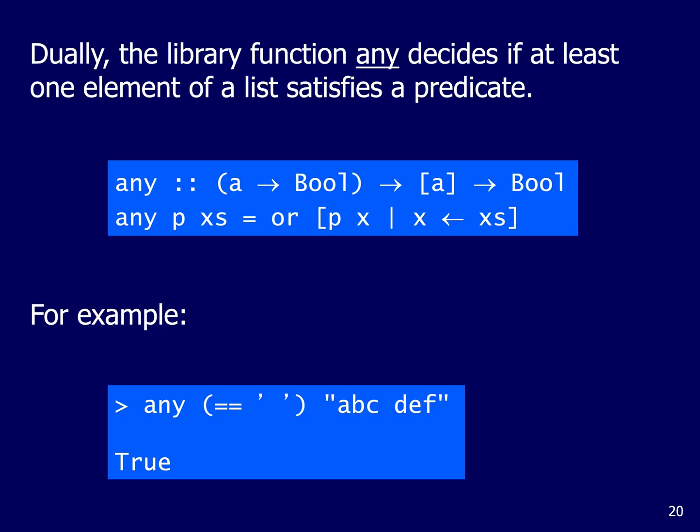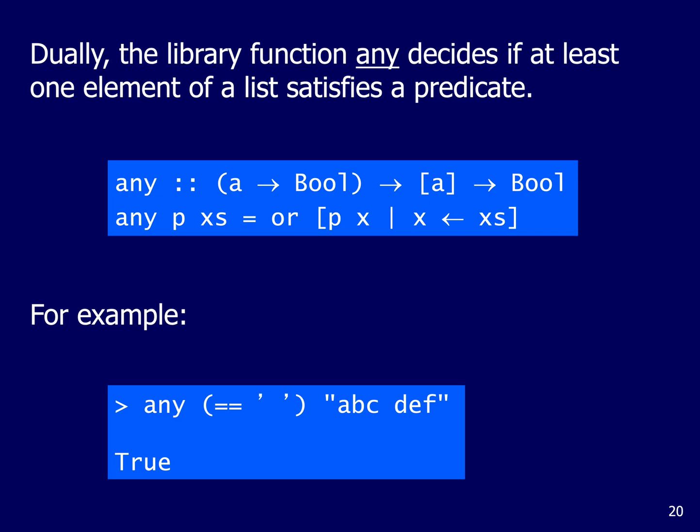Any does the opposite. If you look at the definition, it's the same except we write or rather than and. The idea is that any decides if at least one element of a list satisfies a predicate. So whether any element in a list satisfies a property or a predicate. So down at the bottom, here's a nice example of this. I'm saying, are there any space characters in that particular string? And yes, there's one in the middle, so we get back true.